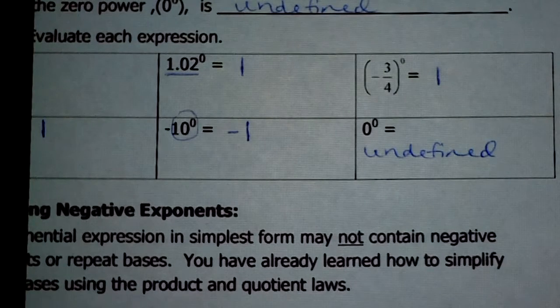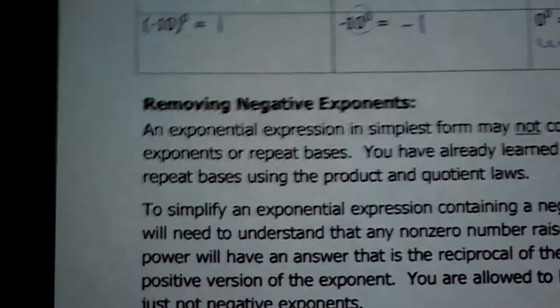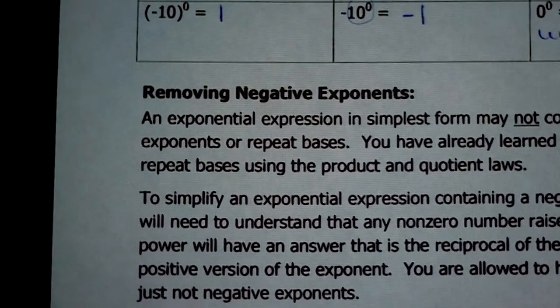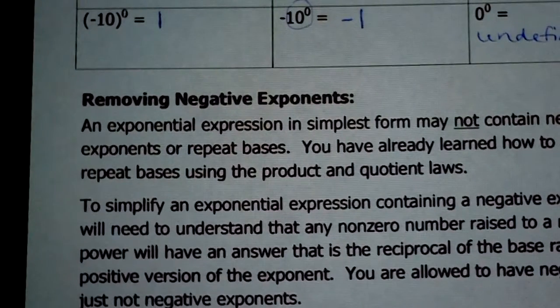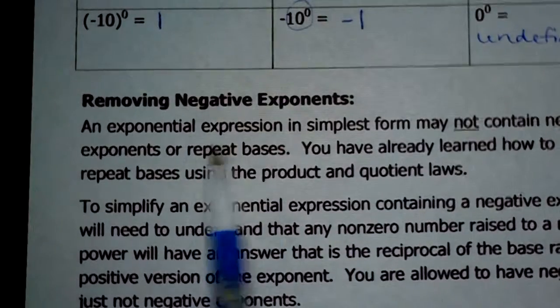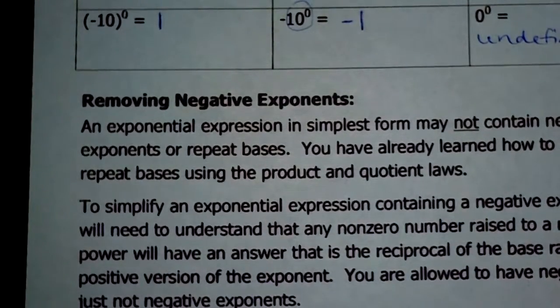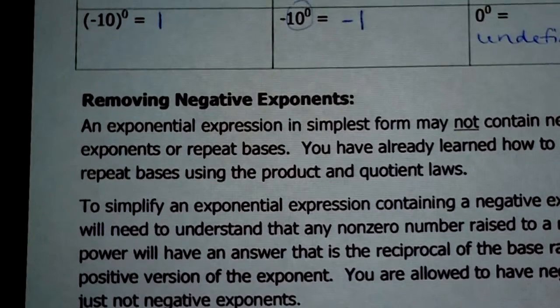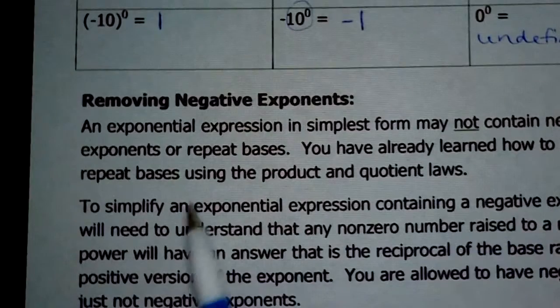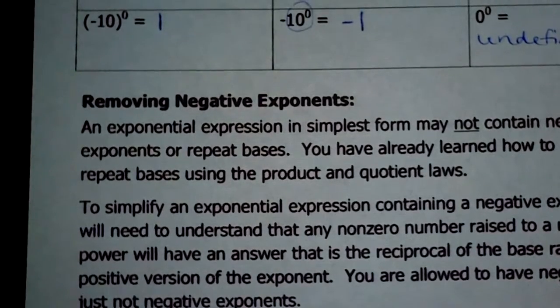So basically, when you're trying to write expressions in simplest form, it's not in simplest form if the exponent's negative. So you already learned that you can't repeatedly multiply the same base, that there's ways to simplify that. So an exponential expression in simplest form may not contain negative exponents or repeat bases. So when you simplify it, those negative exponents have to go away. You've already learned how to simplify repeat bases using the product and quotient laws.